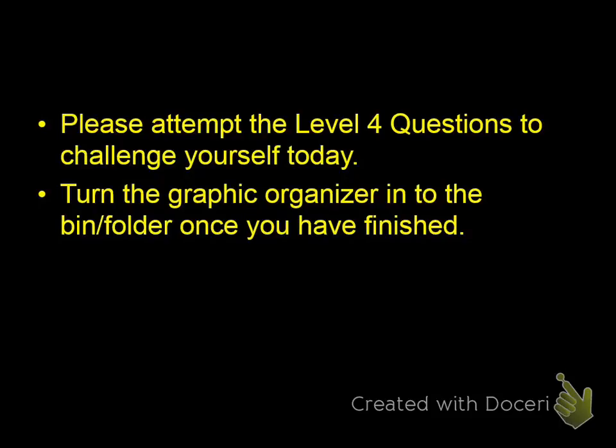Please do attempt some level 4 questions if you want to challenge yourself, and then turn that graphic organizer into the tray or bin or folder that your teacher has for you to place your papers. And you will then be moving on to a different topic next time.